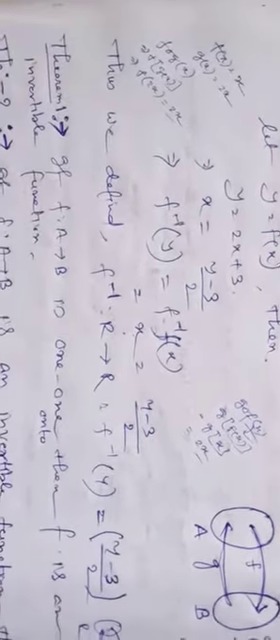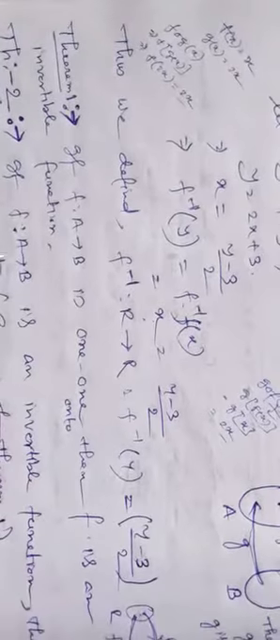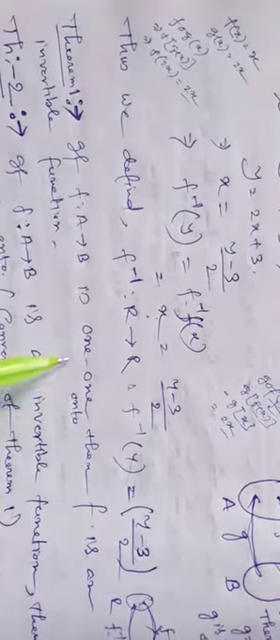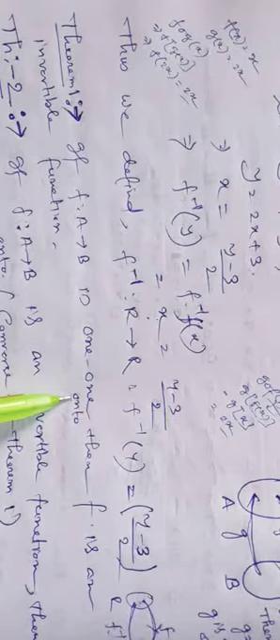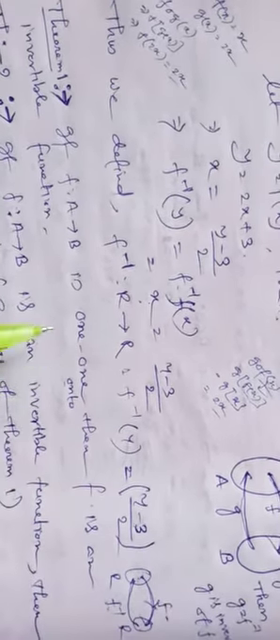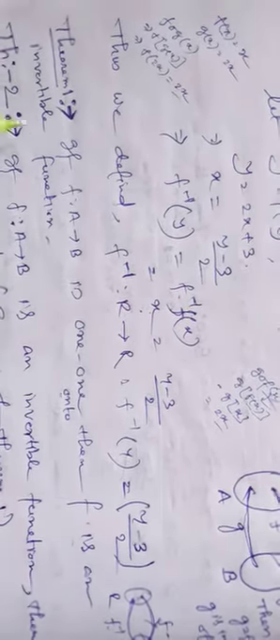Now there will be two theorems for that. The first theorem is: if f: A to B is one-one and onto also, not only one-one, if the function is one-one and onto, then f is an invertible function.